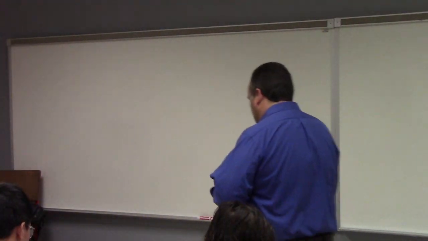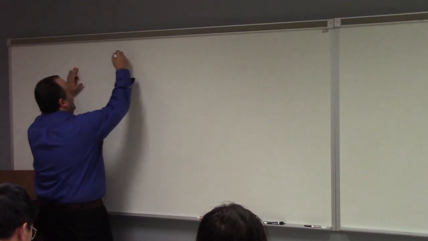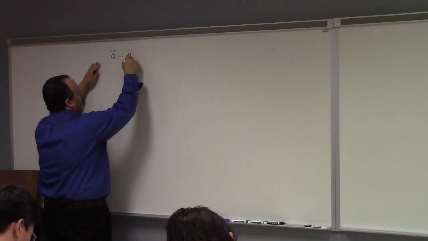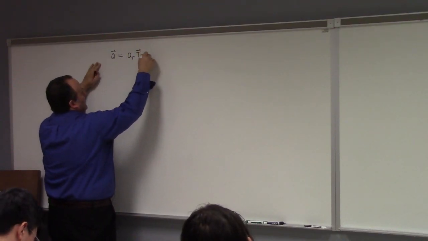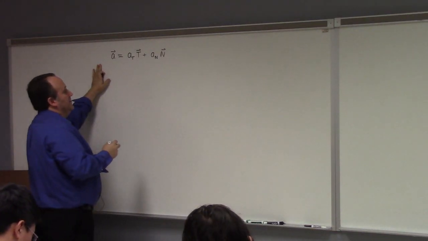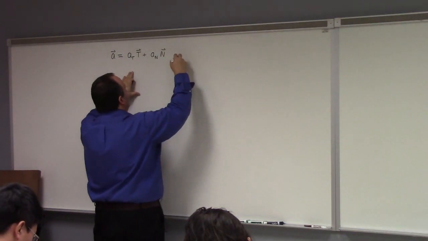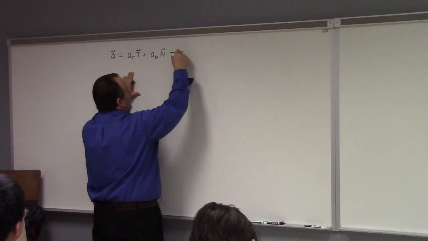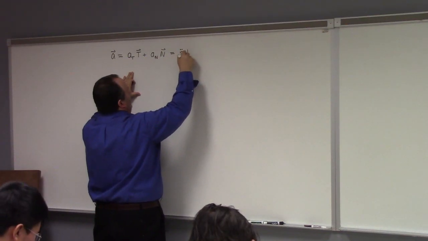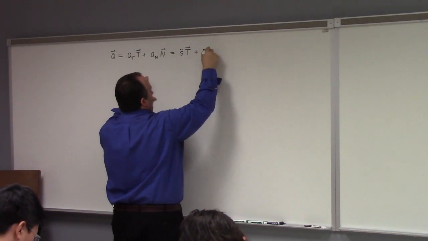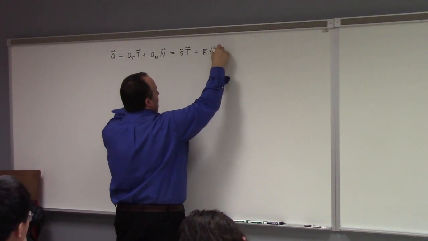So last time we worked out something. We worked out that the acceleration had a tangential piece and a normal piece, right? In particular, we had derived that we had s double dot T plus kappa s dot squared N.